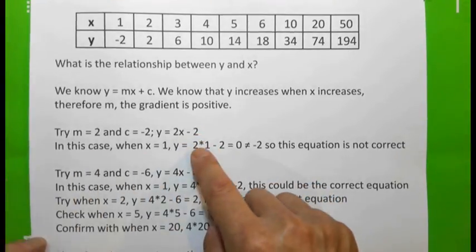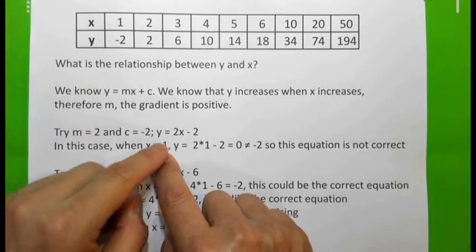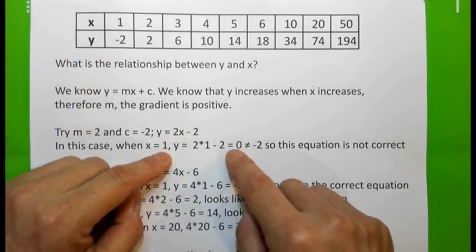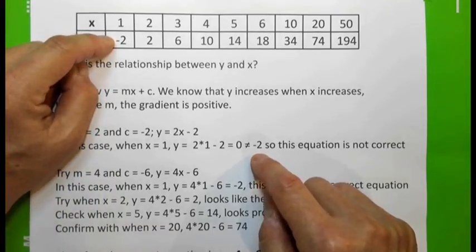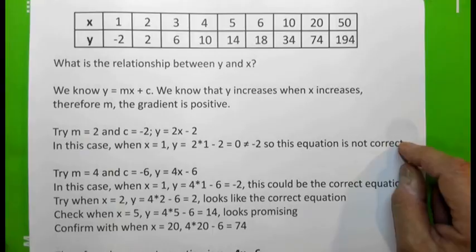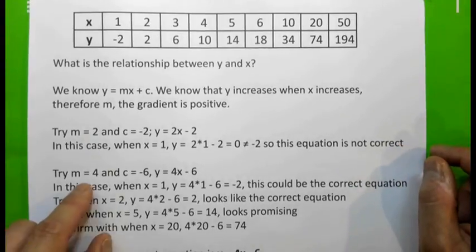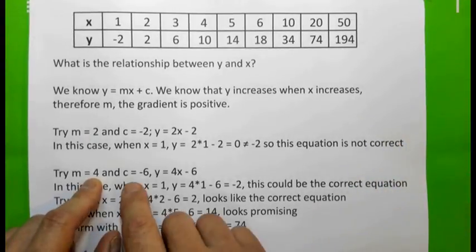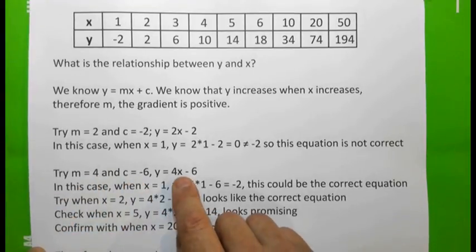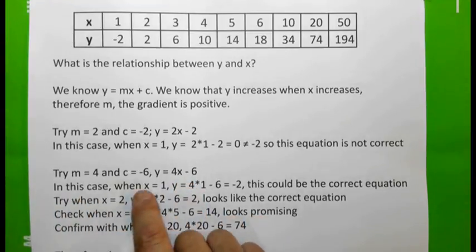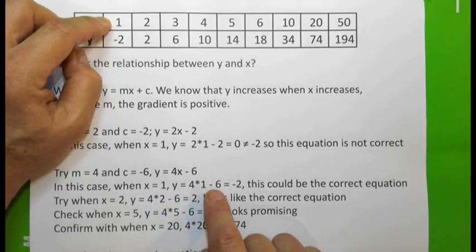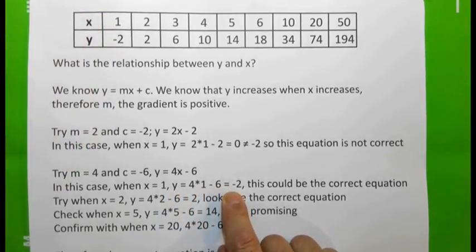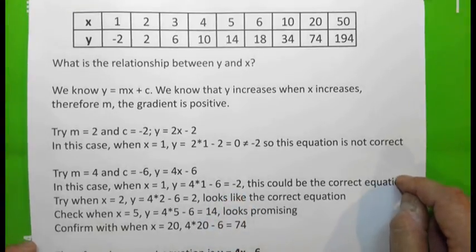Let's put it in. Okay, substituting x into this equation, we found that y is 0 and that is not equal to minus 2. So this equation is not correct. Try again. This time m equals 4 and c equals minus 6. Now y equals 4x minus 6. Let's have a look. Substituting 1 into this equation, y equals 4 times 1 minus 6 equals minus 2. Right. This could be correct.